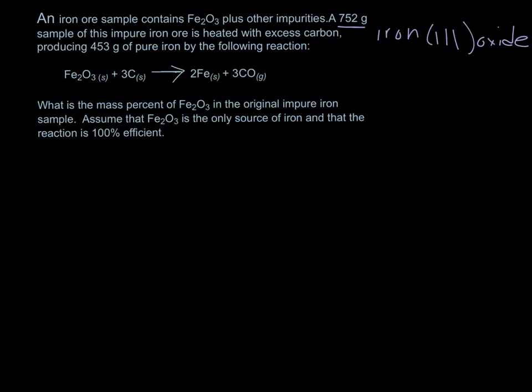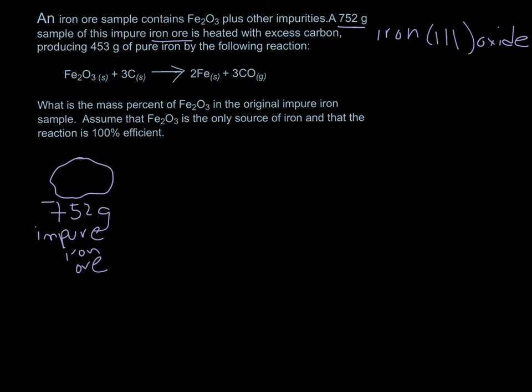So where would I write that? Well, there's no impure iron ore in this equation. This right here is pure iron oxide. This is pure carbon, pure iron, and pure carbon monoxide. But I have a sample of something. I'm going to draw a picture. I highly recommend that you draw pictures, especially when you're solving complex problems. So I'm going to draw a rock, which is my iron ore. It's my rock. And I'm going to label it as being 752 grams, and I'm going to call it impure iron ore.